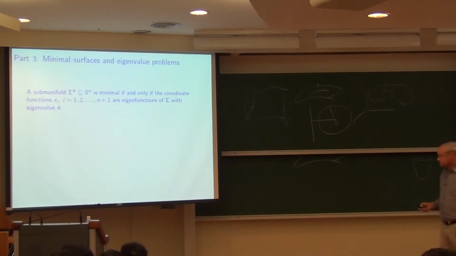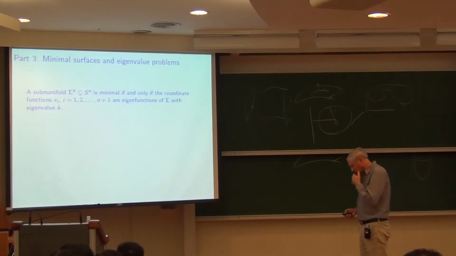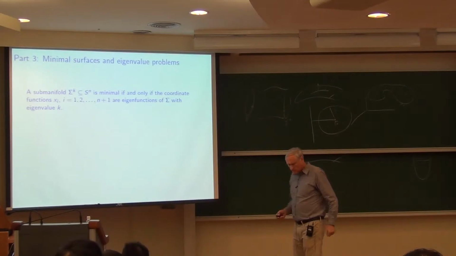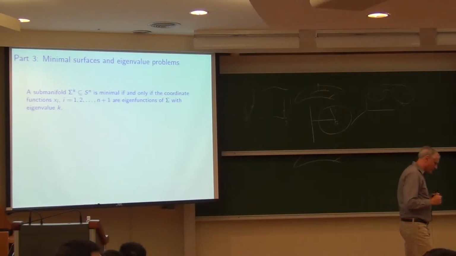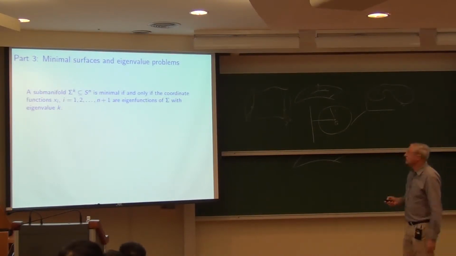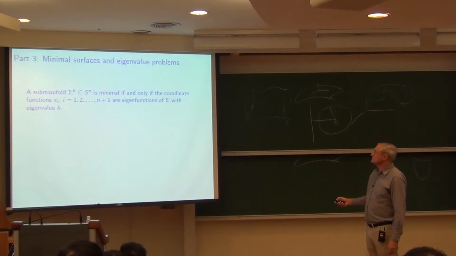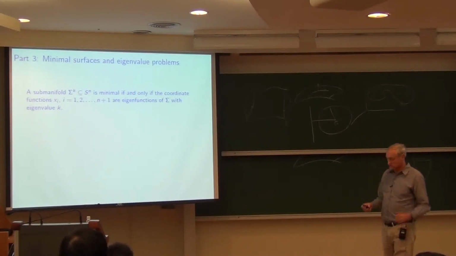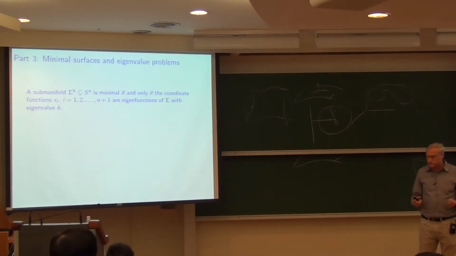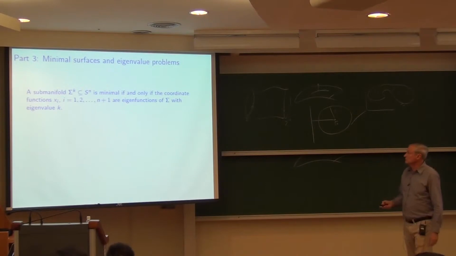Okay, in the final part of my talk, I'm going to talk about a maybe lesser known connection of minimal submanifolds and minimal surfaces with eigenvalue problems. I'm going to start with minimal submanifolds of Sn. So suppose I take a k-dimensional minimal submanifold of Sn, the standard round n-sphere.